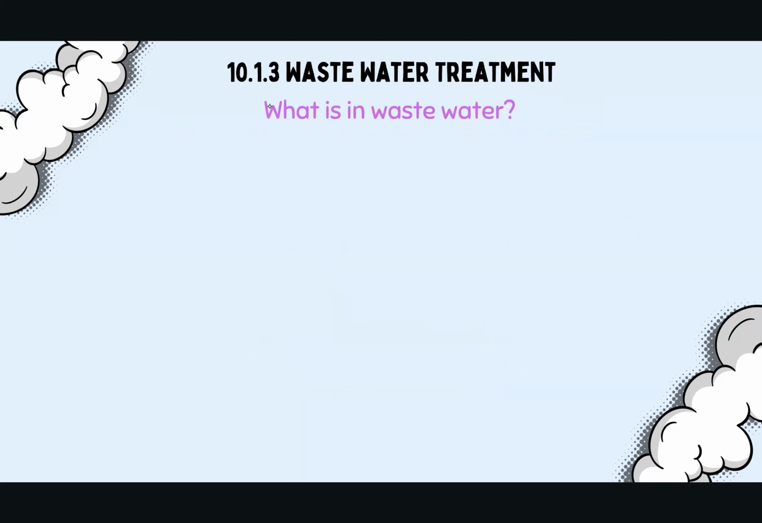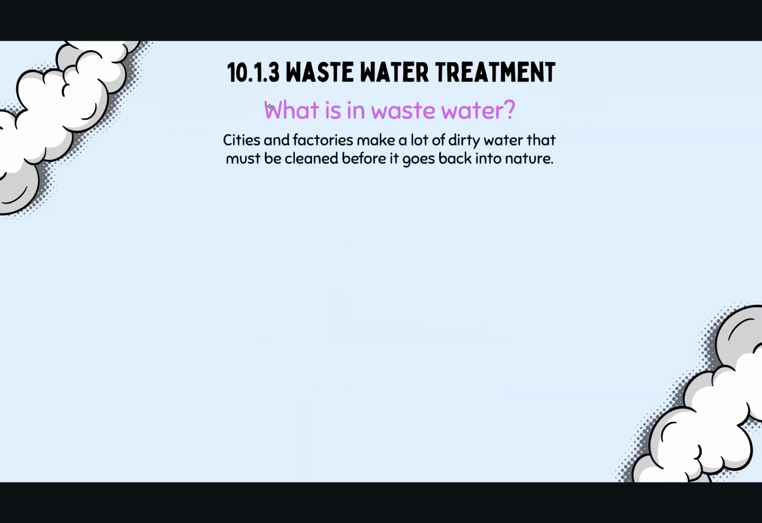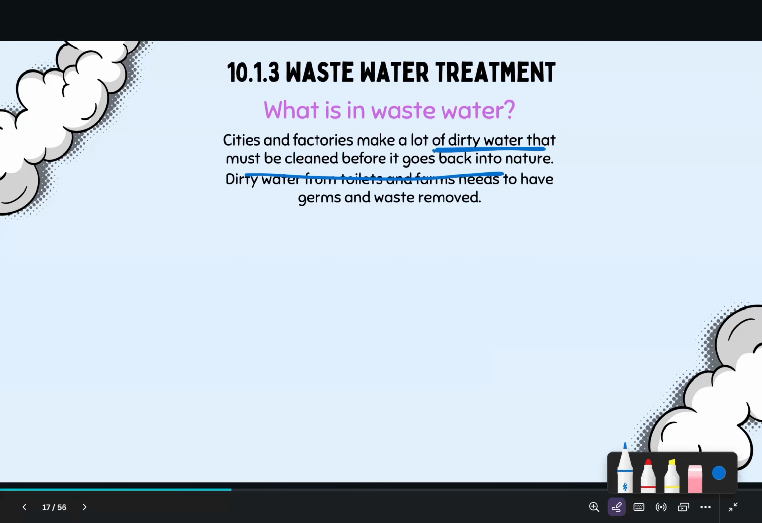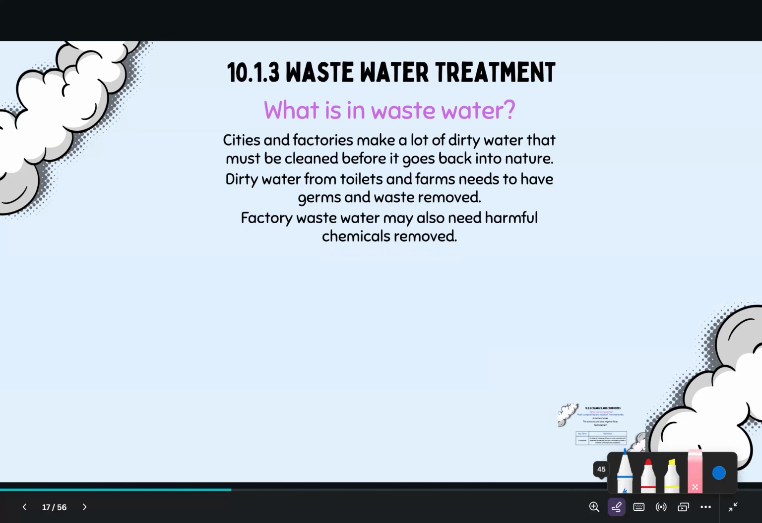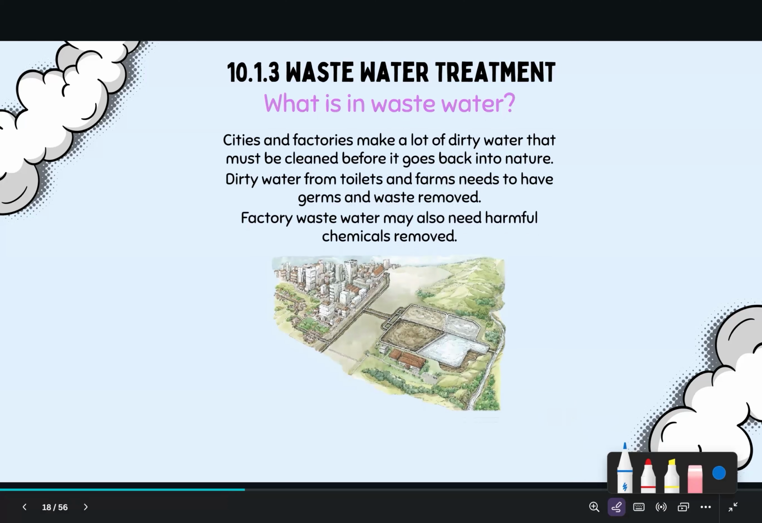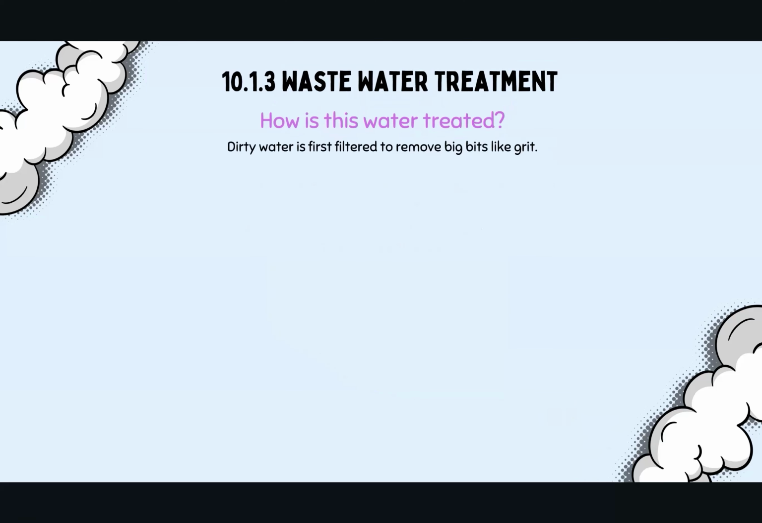Okay, what is in wastewater? So wastewater treatment. Cities and factories make a lot of dirty water that must be cleaned before it goes back into nature. So the dirty water from toilets and farms needs to have germs and waste removed. Factory waste water may also need harmful chemicals removed. So how is this water treated?